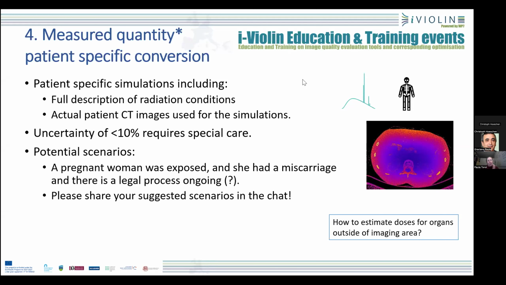I was trying to think what are the potential scenarios where we really need this kind of accuracy. Do we need an individual dose estimate? I just came up with one example: a pregnant woman was exposed, she had a miscarriage, there is a legal process ongoing. So there might be a need to do an individual dose estimate for this patient. Maybe there are many others. And I was also thinking, maybe if you have some potential scenarios for this purpose, you could put them in the chat.